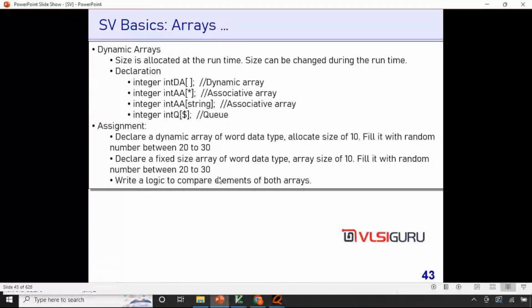Now let's do the same question we did earlier. You remember, an array of word data type, allocate size of 10. Only thing here we are doing is a dynamic array. Earlier we did what? Static array, fixed size array. Now we are doing a dynamic array. Let me show you how to do this. 2 minutes it will take if you understand the basic concept of dynamic array.